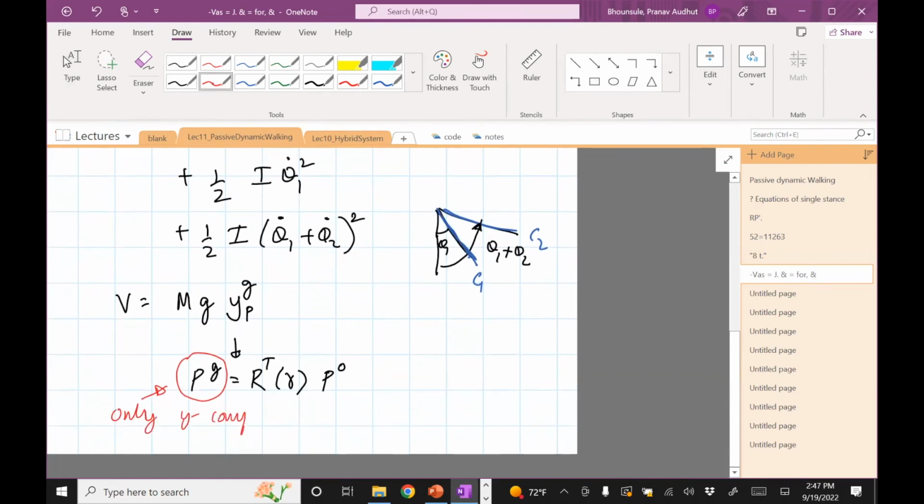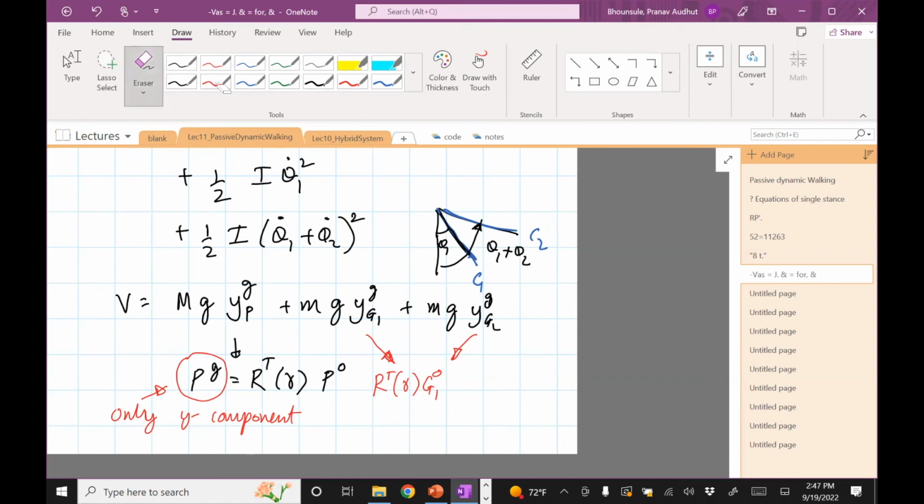Only Y component. Okay, similarly, we have M, small g, Y of say G1 in frame G plus M, G, Y, G2 in frame G. And you need to do something similar for them. Compute, so it will be R transpose gamma G10, R transpose gamma G20. Okay, so again, I won't do it by hand, I do it using SymPy, and I'll show you the code.